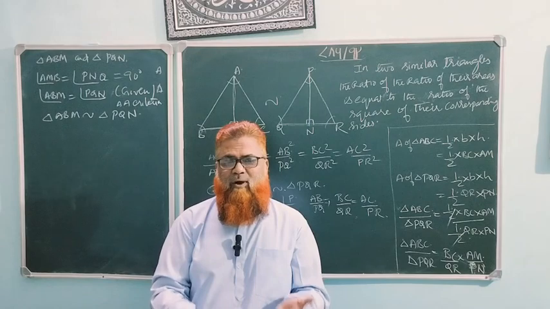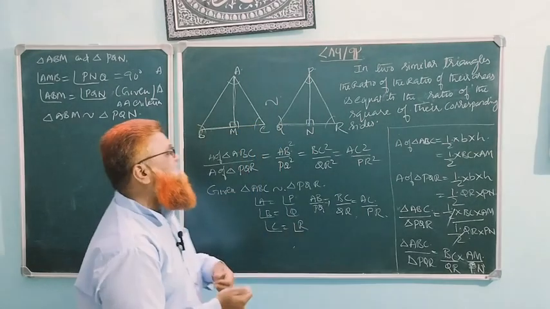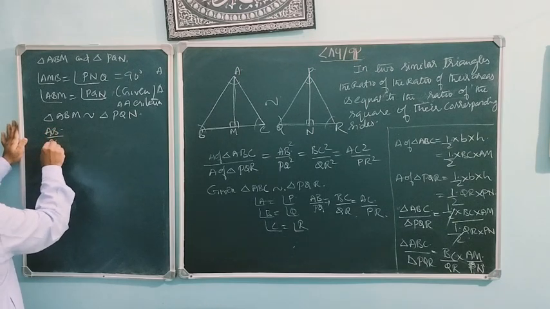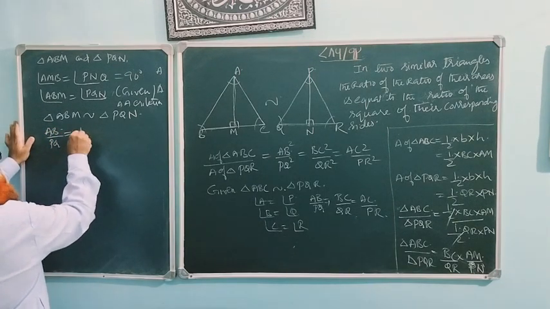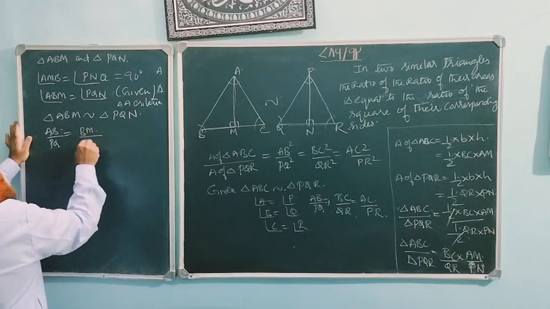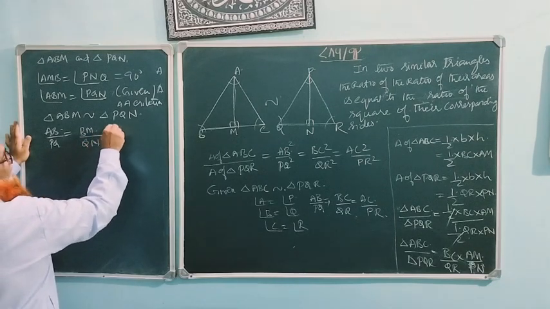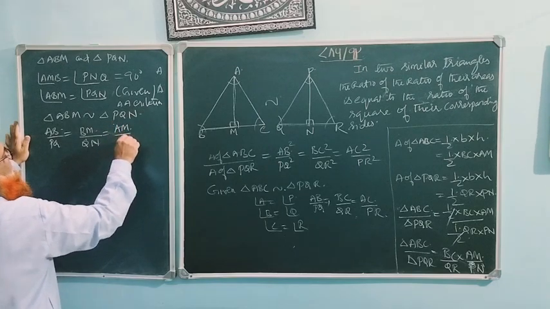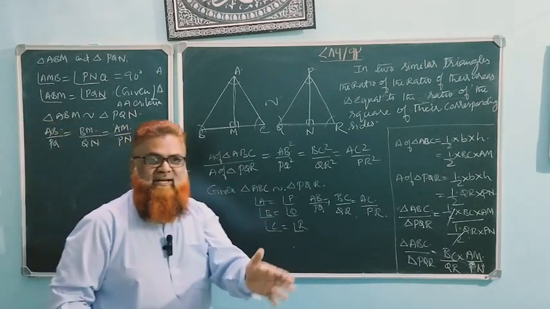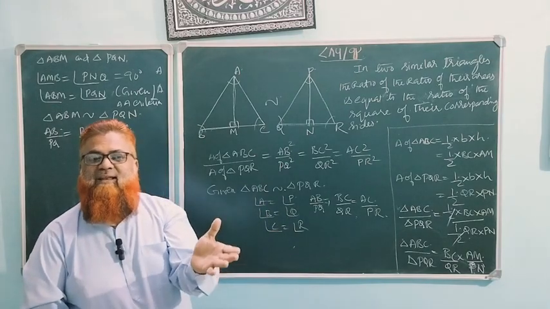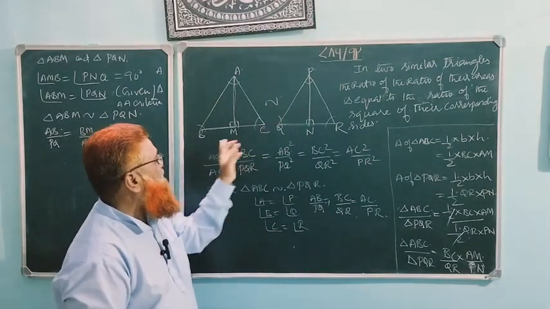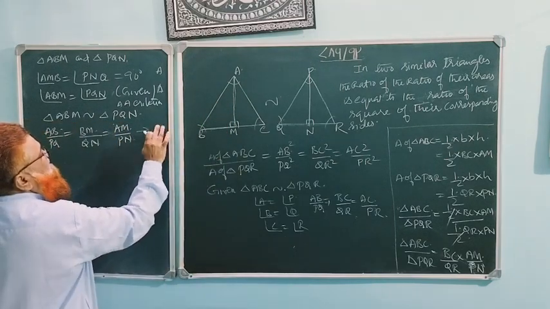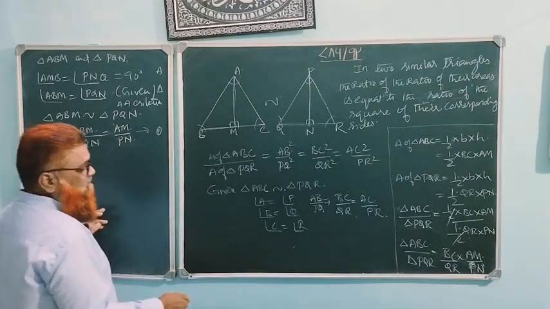If they are similar, what is the delay? You write their corresponding sides and the ratio. AB by PQ is equal to BM by QN is equal to AM by PN. Yes, if both triangles are similar, their corresponding sides are in equal ratios: AB by PQ, BM by QN, and AM by PN. Call it an equation. This is reference 1.